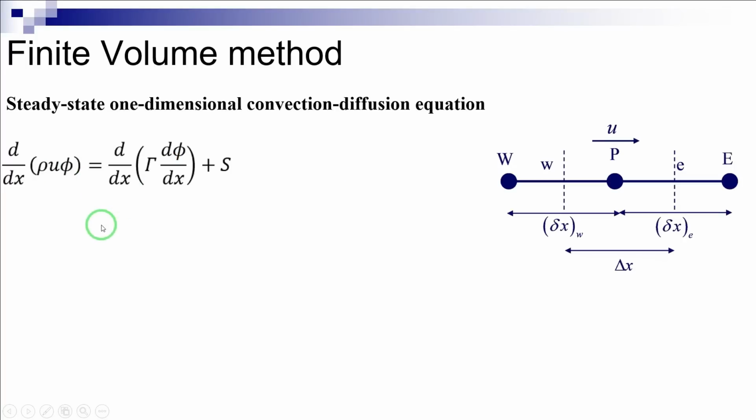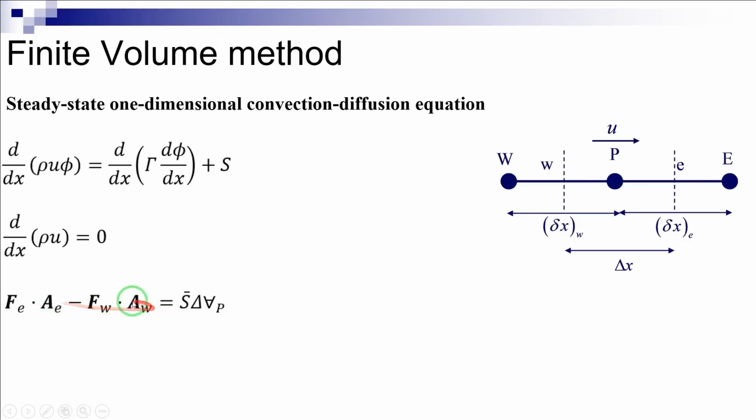Steady state one-dimensional convection diffusion equation. The transport equation for the quantity phi over a one-dimensional flow field U, as shown here in this figure, is expressed by the following equation. This flow must also satisfy the continuity equation. This equation will be integrated over the control volume P presented in this figure, which yields this equation.